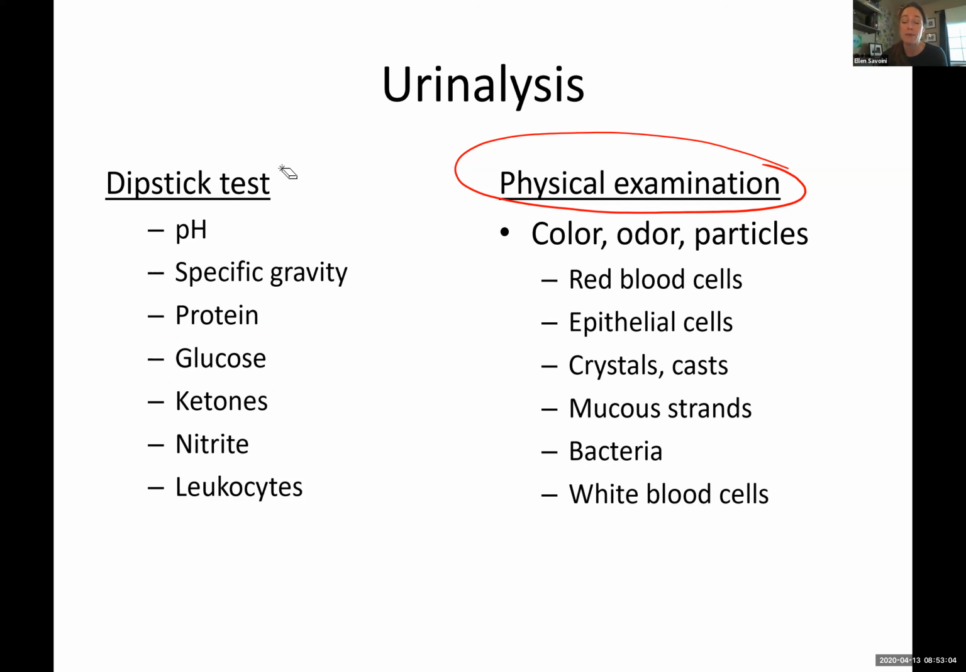Okay, so on the physical examination, you're really just holding up a little beaker and you're saying, hey, is it bloody? Do I see red blood cells in there? You may not see it, so it might be trace blood. Do you see epithelial cells? You won't see them without a microscope, but it's going to be really cloudy and murky.